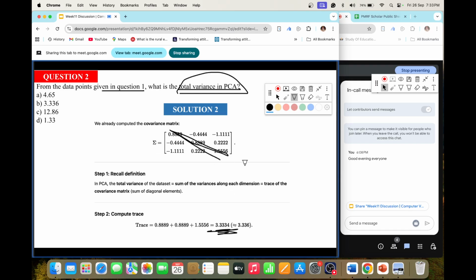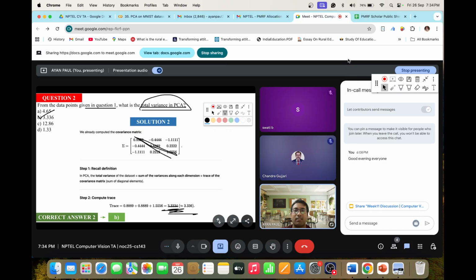You can also check by finding the eigenvalues and eigenvectors. Once you get the eigenvalues, you just do the sum and you will get the same answer. So that is a matrix property. By this you can easily get the total variance in PCA. The option is 3.3.6, but 3.3.4 is coming, so option B is close to it, so just marking option B. So option B is the correct answer. Is it clear what I have told? Yeah, nice.